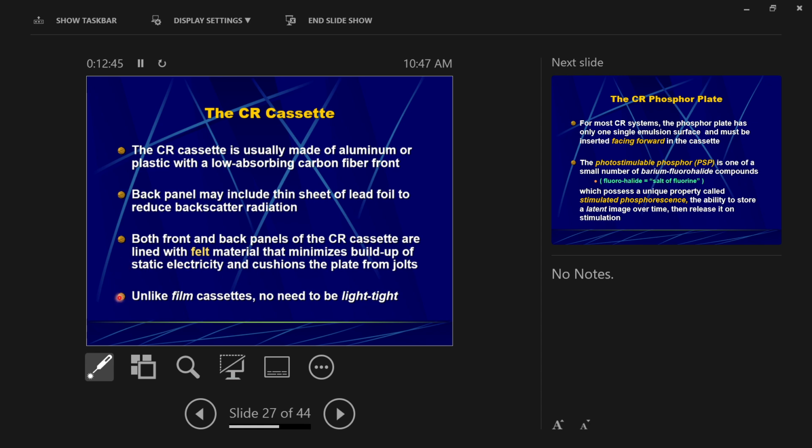Unlike film cassettes, there is no need for them to be light tight. However, if the plates are kept out for long periods of time, they will absorb the natural background radiation that we're all receiving, and they will become fogged. I'll explain fogging a little later. But unlike the film cassettes that needed to have those light tight latches and lock, the CR cassette just doesn't need to be light tight because the CR plate is sensitive to X-rays, not visible light.